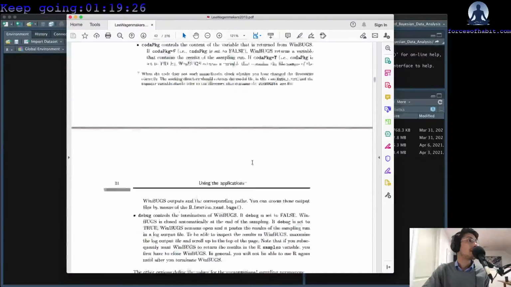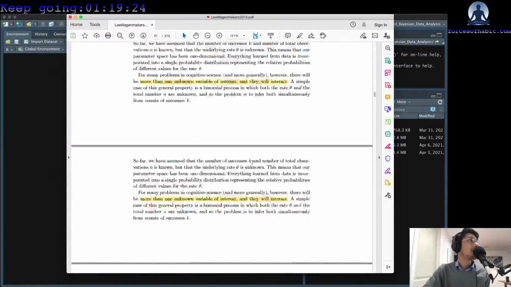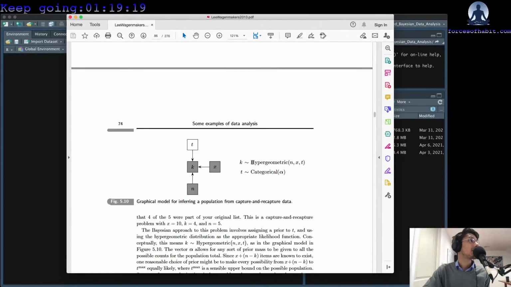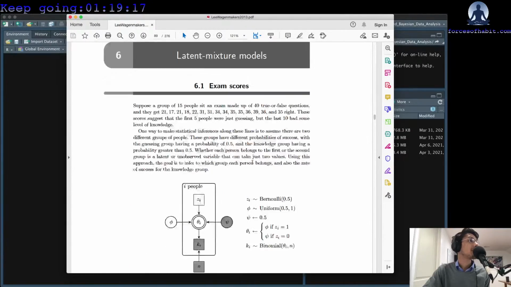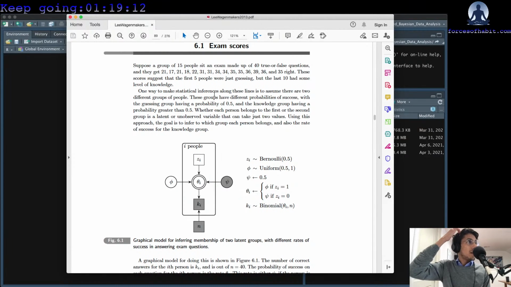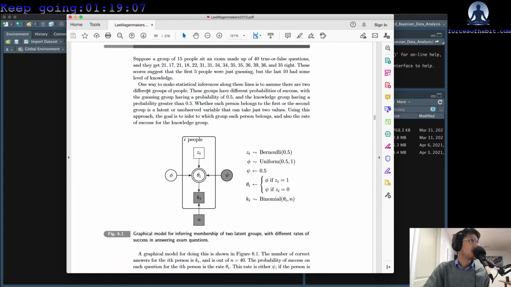Setting width. Page 77. Okay. Great. We're going to start with exam scores. So we've got 15 folks, and they're going to take an exam, and it's 40 questions. And here are the number of questions that they got correct for each of the 15 people. And it looks like some people are really bad, almost just guessing, and some people had some level of knowledge.